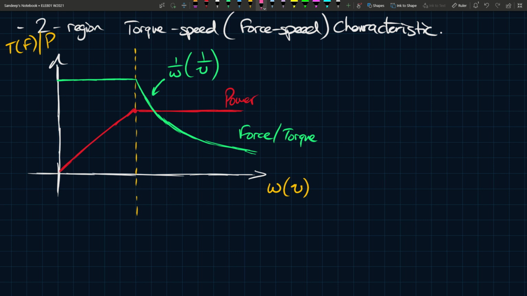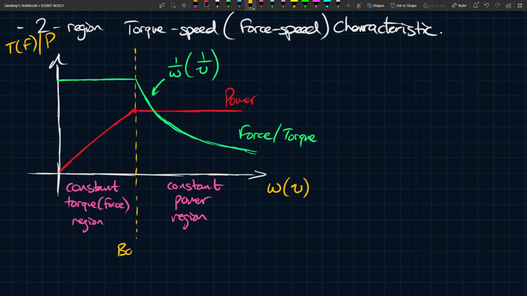So we label these regions as this is the constant torque or force region. Seems logical enough. This is the constant power region, which is what you would probably expect. And this here is the base speed that we discussed previously, and it'll be called omega b, or we call it vb, depending on which type of velocity we're dealing with.